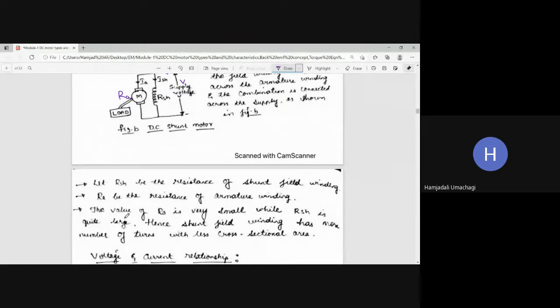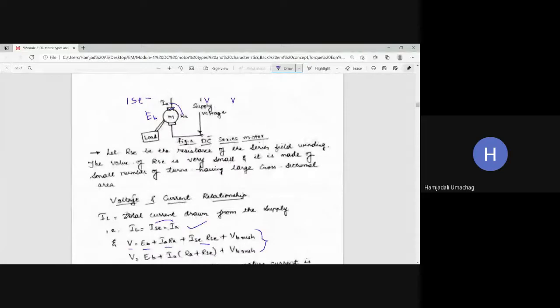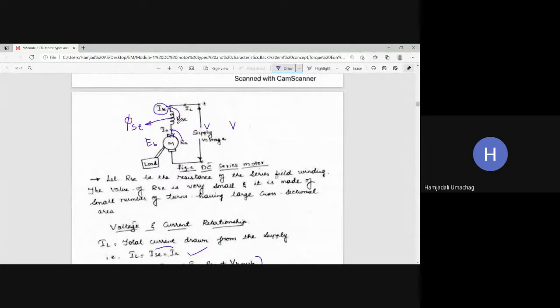Now, in the previous case of the DC series motor, we have seen that the value of RSE is very small. It is characterized by a small number of turns, but its cross-sectional area is very large. Yes or no? The value of RSE is very small and it is made up of a small number of turns with large cross-sectional area. This is the characteristic of the series field winding.